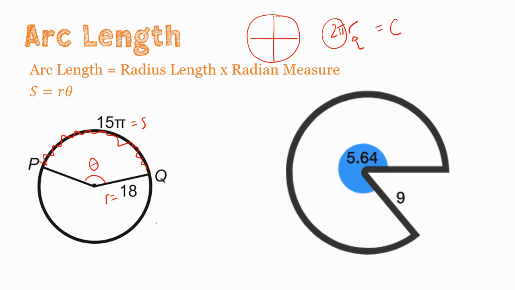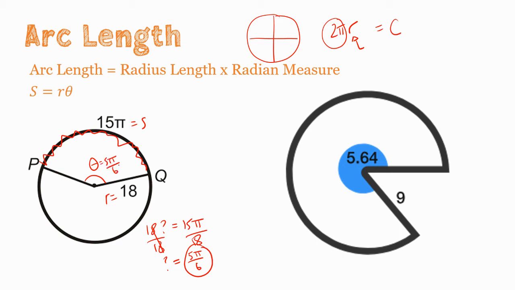And I want to figure out theta, the radian measure. Well, I'm saying how many 18s? 18 times what is going to give me 15 pi? So how many times does this radius fit into 15 pi? Well, if I divide by 18, I'm going to actually leave the pi. They're both divisible by 3, so I'm going to get 5 pi over 6. Oh, well, I just found theta, 5 pi over 6.